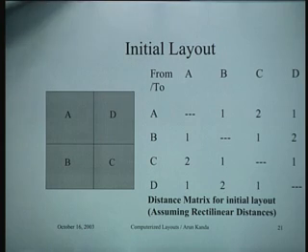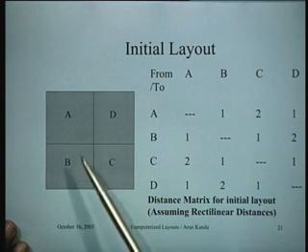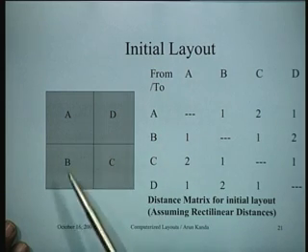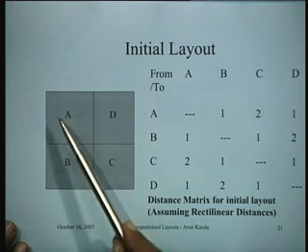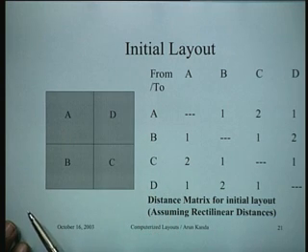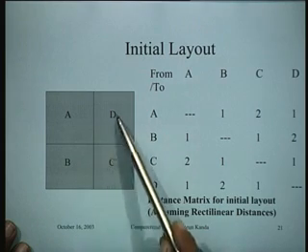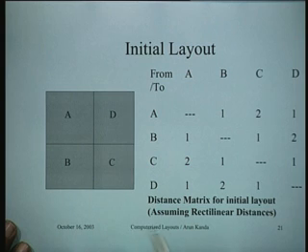The second thing that we need to specify as an input is the initial layout for the plant. For the sake of simplicity, we are assuming that the 4 departments A, B, C and D are initially laid out in equal squares as shown here. Okay. So this is the initial layout. A is here, B is here, C is here and D is here. So the 4 departments are located here in equal squares.